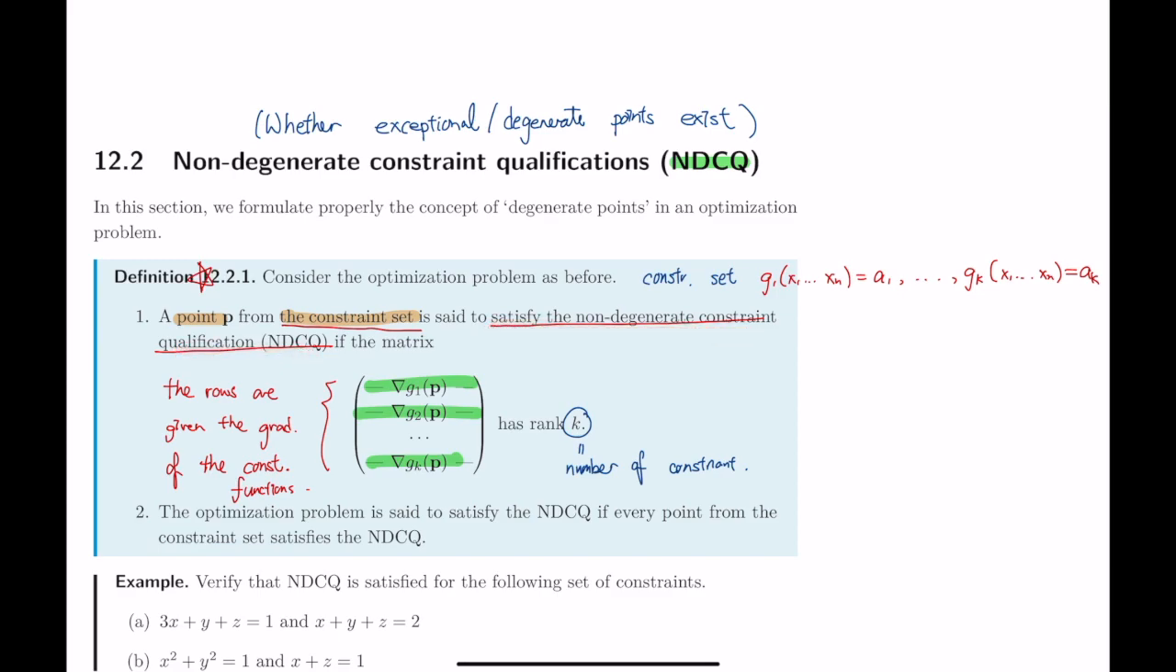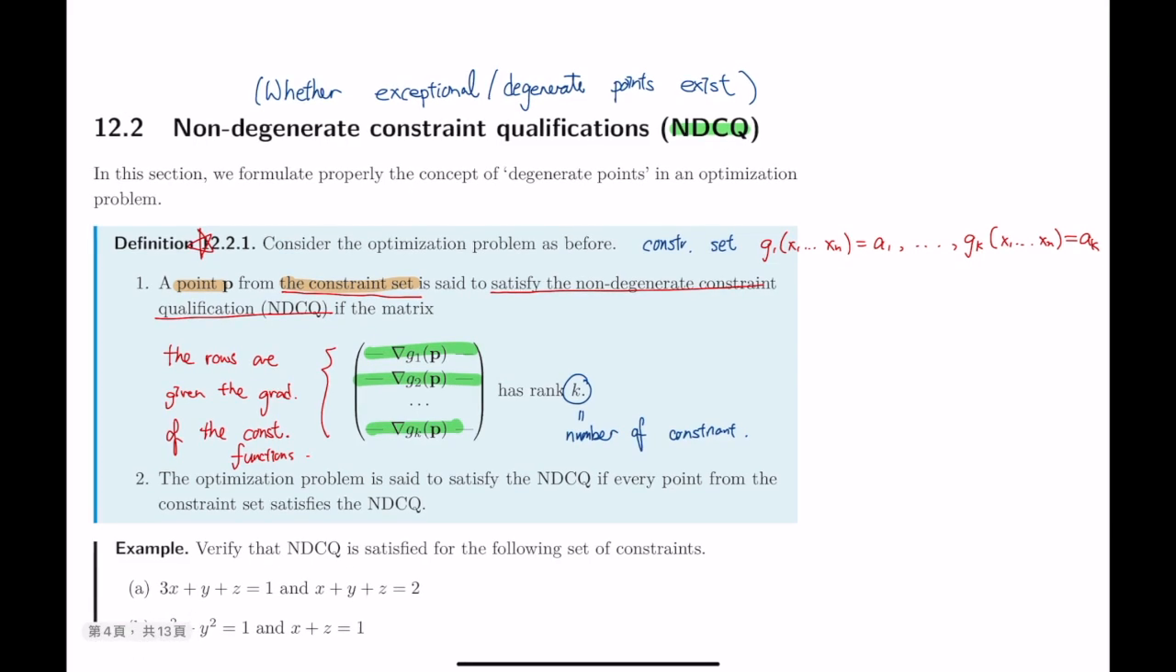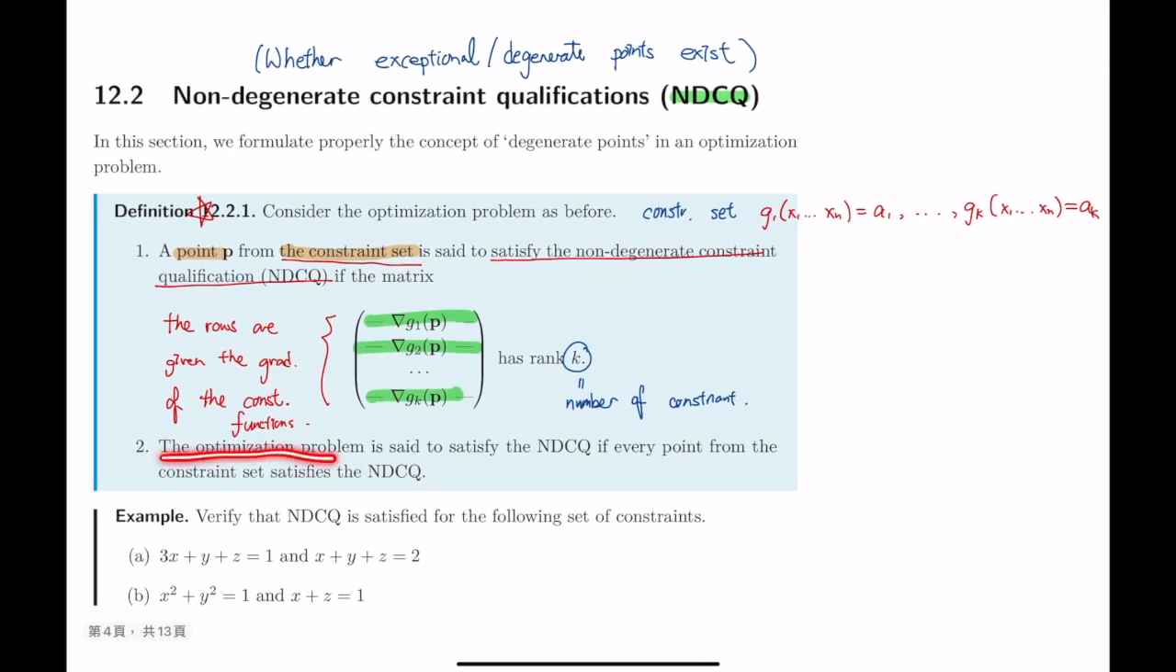Okay? And then what does it mean for an optimization problem to satisfy the NDCQ? An optimization problem is said to satisfy the NDCQ if every point from the constraint set satisfies the NDCQ. So we define what it means for a point from the constraint set to satisfy NDCQ by looking at the rank of this matrix. And then if every point from your constraint set, or every point that satisfies this collection of equations, satisfies NDCQ, then we say that the entire optimization problem satisfies the NDCQ.